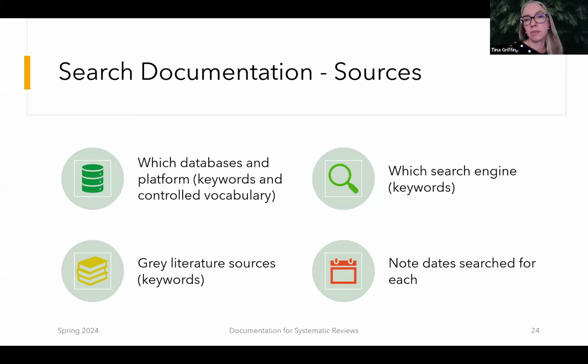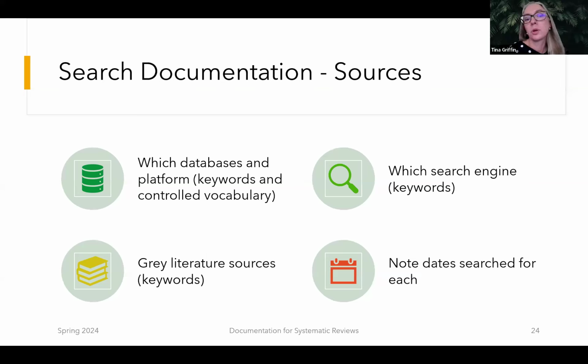It's very specific. It's a very highly technical thing. Now, in addition to the databases and the platform, you also have to keep track of things like your search engines that you search and your gray literature sources that you search. So your search engines are things like Google Scholar. Google Scholar is not a database, it is a search engine. It gets searched by keywords only.